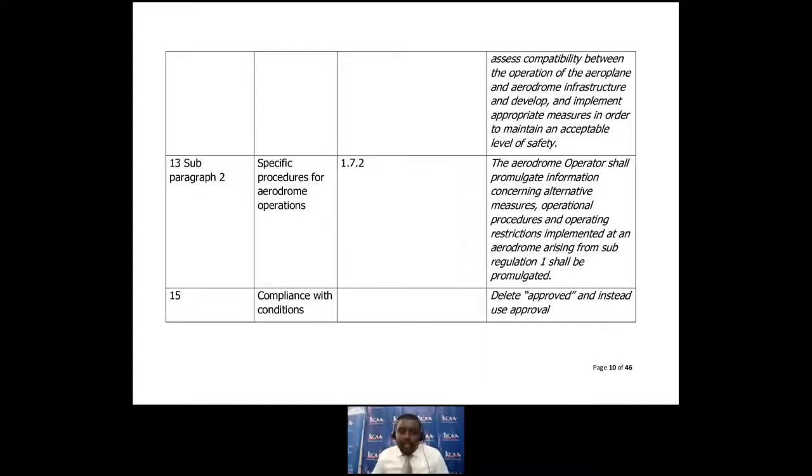Yeah, next we go to regulation 13, subparagraph 2. The aerodrome operator shall promulgate information concerning alternative measures, operational procedures, and operating restrictions implemented at an aerodrome arising from sub 1. I think I've explained that. And then regulation 15, compliance with conditions. So we delete the word approved and instead use approval.